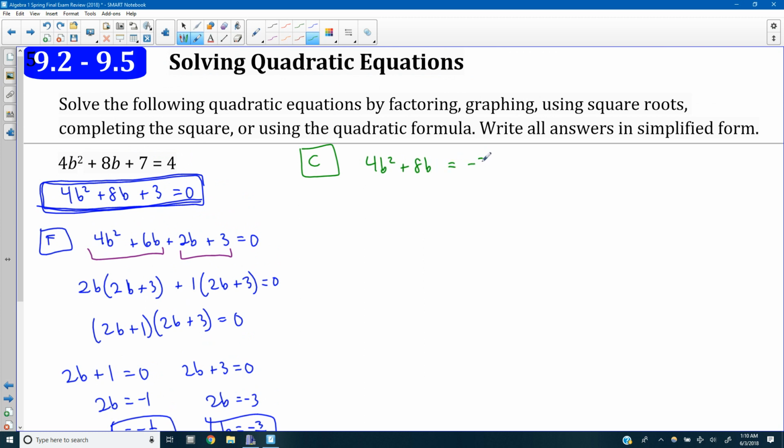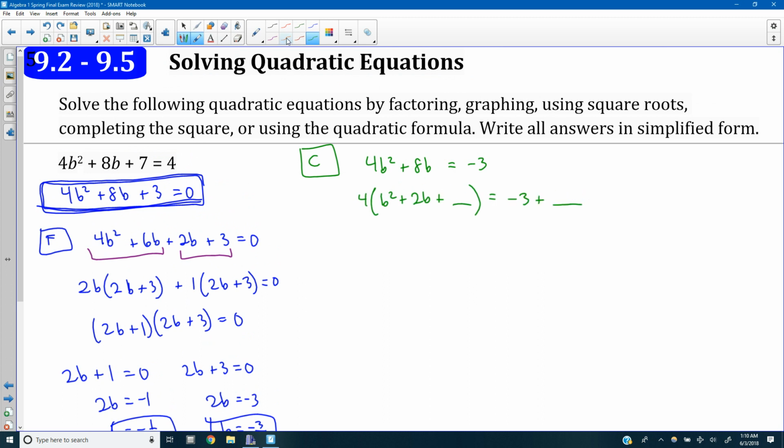Equals negative 3. Okay, here's the thing. You cannot have a 4 in front of here. I have to factor the 4 out. B squared plus 2b. Inside here, I'm actually going to complete the square. Now, whatever I do on one side, I have to do to the other.